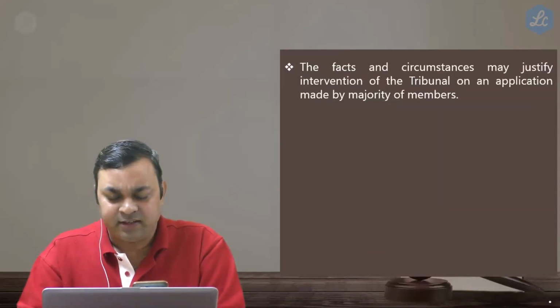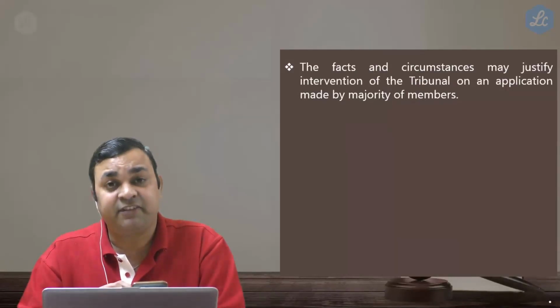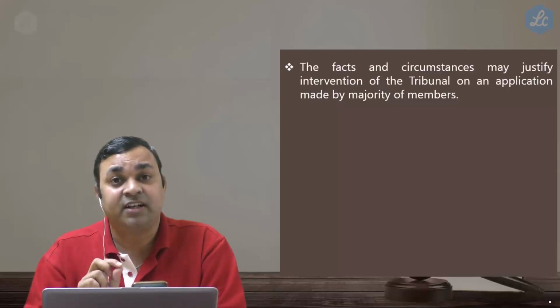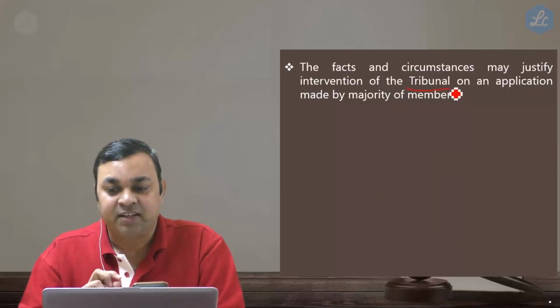Now, there are certain points also. The facts and circumstances may justify the intervention of the tribunal. Remember, the tribunal has a discretionary power, right? So they can use that discretionary power. The tribunal intervenes if the majority proves that.